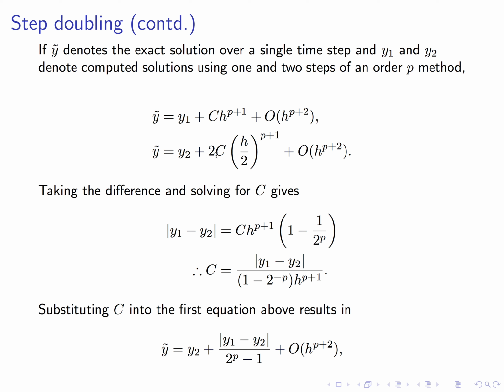If we do the same for the 2-step solution, so this is the one with h over 2. So instead of h we go over half h, but we've got 2 steps of it.